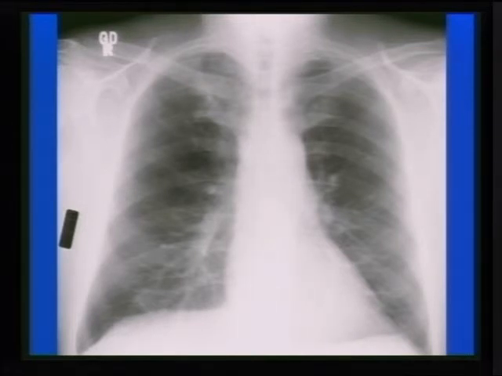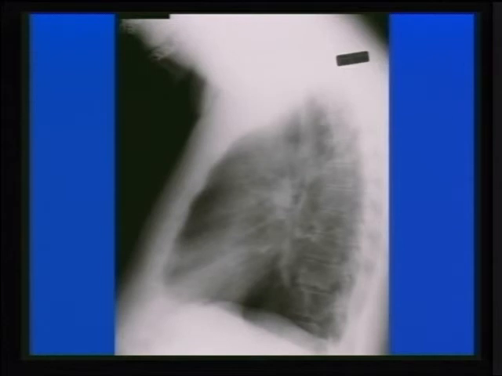So what you need to do, the first thing, is looking at the hidden areas. The hidden areas are behind the heart, the CP angles, outside of the chest, but also the apices. Look at the difference between this portion of the lung and this portion of the lung. See the lesion here now? This actually happened to be a physician that came with hemoptysis.